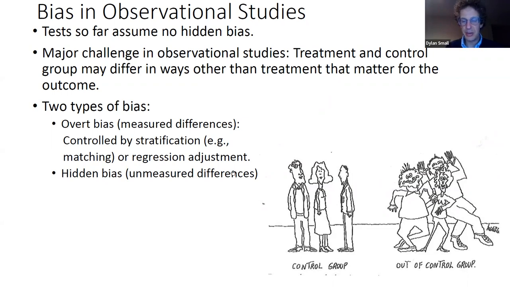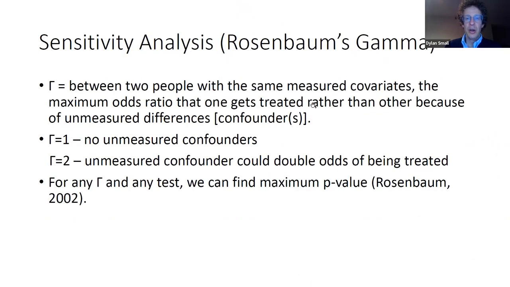This is a cartoon I show in my class. The control group here is these very staid people, and these out of control people are sort of going crazy. The point I take out of the cartoon is that there's some reason oftentimes why people are in the treated and control group, and so there are oftentimes unmeasured variables that explain that. So one way to address concerns about unmeasured confounders is to do a sensitivity analysis to unmeasured confounding.